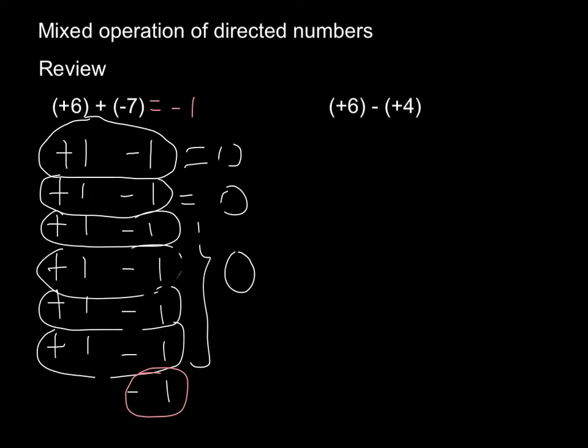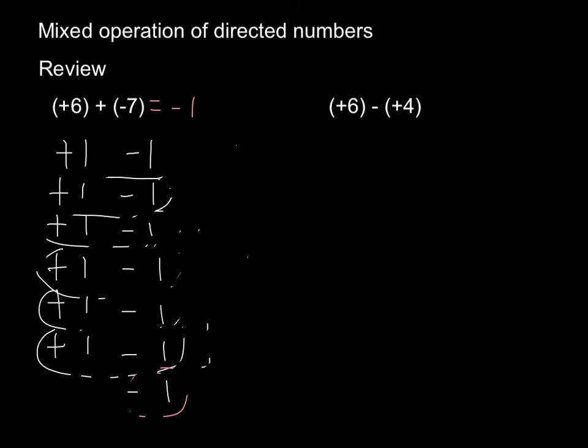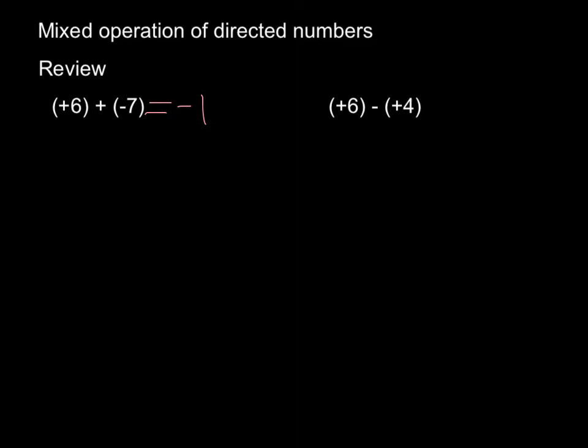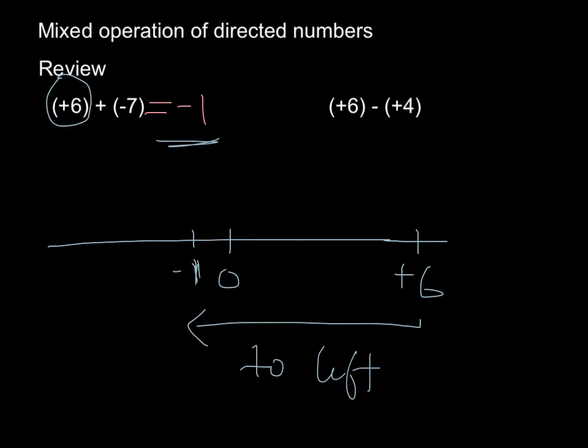Now if we look at it in another way, this time I would like to do it on a number line. You can try to draw the number line by yourself. Now if we draw the number line, we start from positive 6, the first number, we start from here. And then we want to go to the answer negative 1, which is somewhere here. Therefore, we start at positive 6, and to go to negative 1, we have to move in this direction. Therefore, we move to the left.